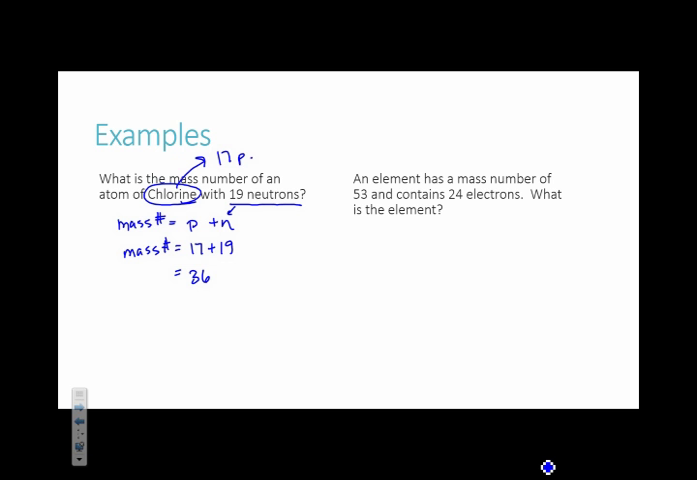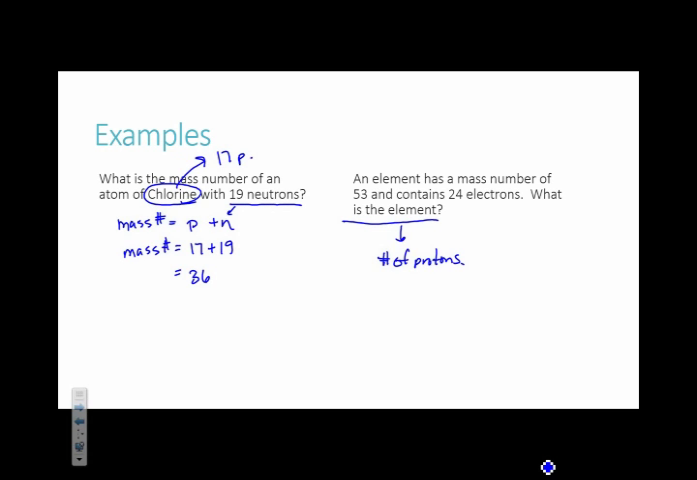Let's look at a second example. An element has a mass number of 53 and contains 24 electrons. What is the element? Well, what's interesting about this question is we actually have some information in there that we don't need. The question asks me to identify the element, and to do that, I only need the number of protons.